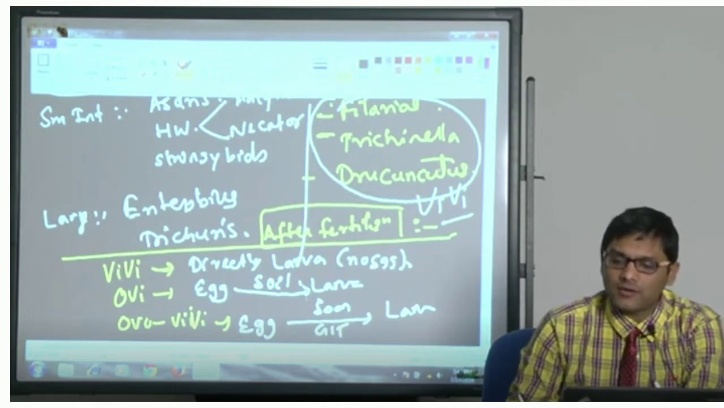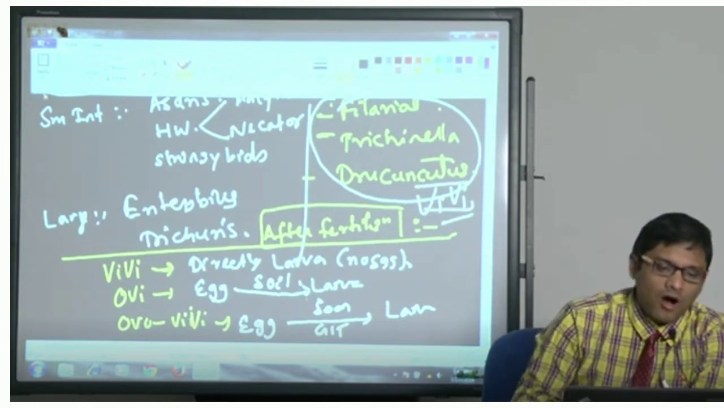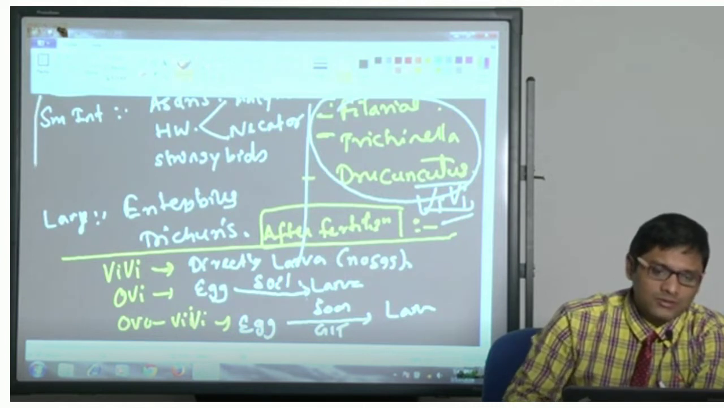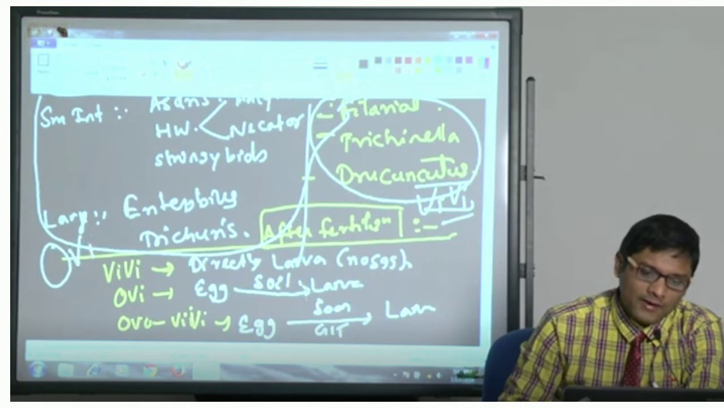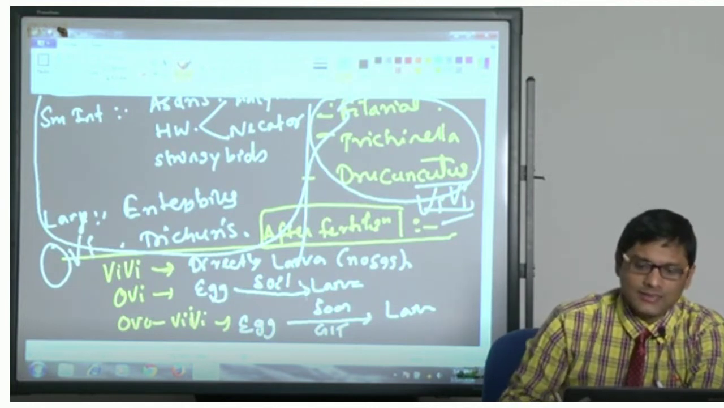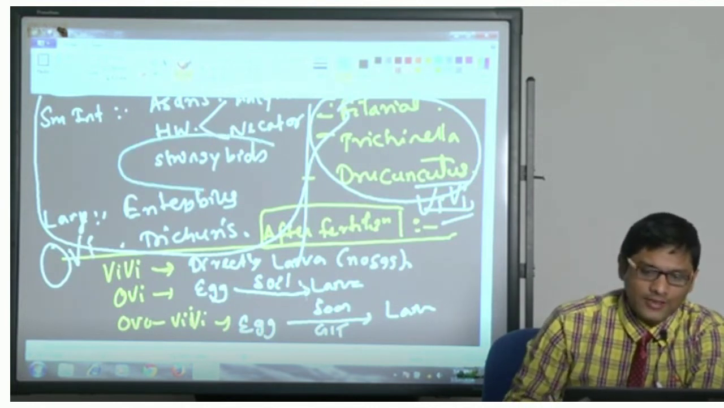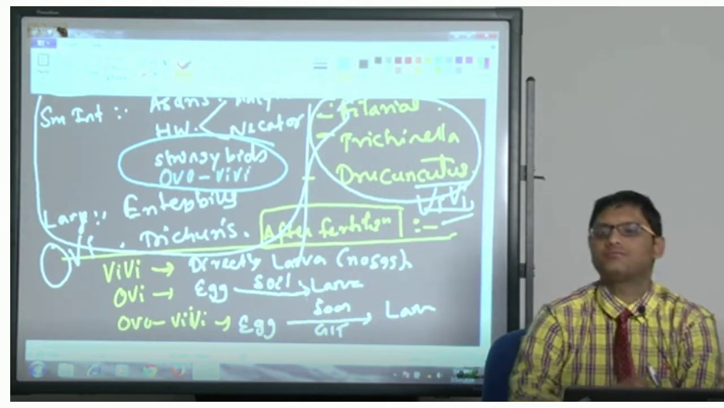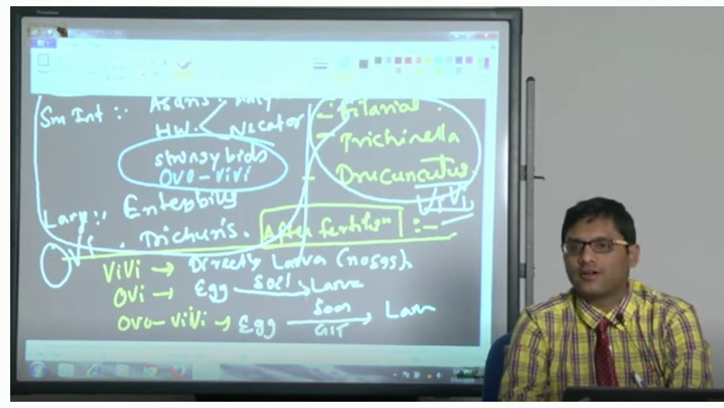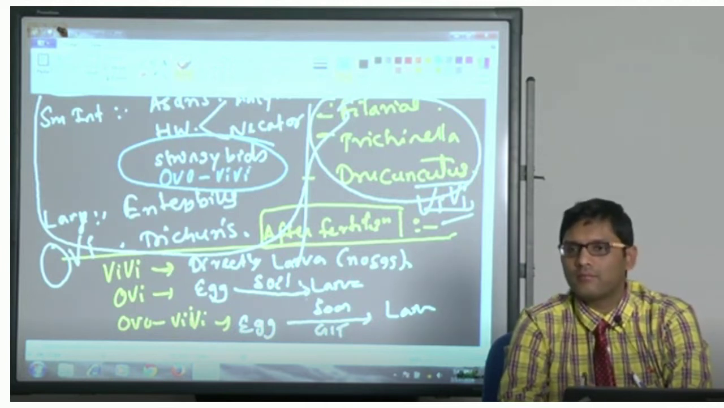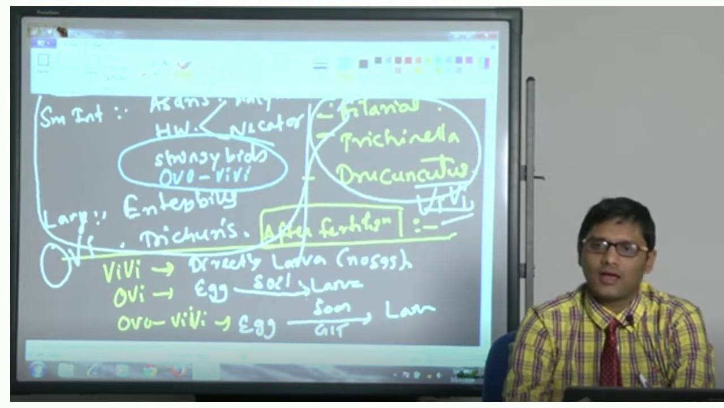All somatic nematodes are viviparous, all intestinal nematodes are oviparous except Strongyloides, which is an example of ovoviviparous. So, which is the diagnostic form for Strongyloides? Egg or larva? Larva. Others? Egg.